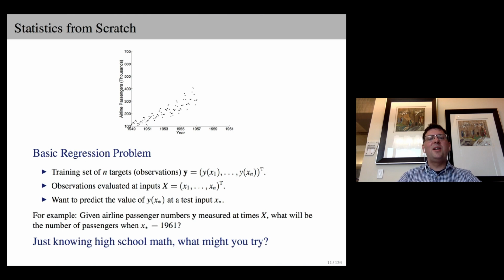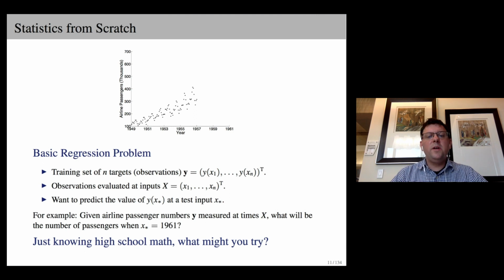So let's go back to this airline passenger number example and really forget everything that we know about statistics and machine learning and think about the foundations, and use this example also to set up a lot of notation that we'll use throughout the tutorial. So we have these n training points or targets, observations, y, and they're indexed by x's, x1 up to xn. Generally, the x's could be like time, spatial locations, images. And we want to make a prediction at some arbitrary test input, x star. In this case, could be like airline passenger numbers in 1961.